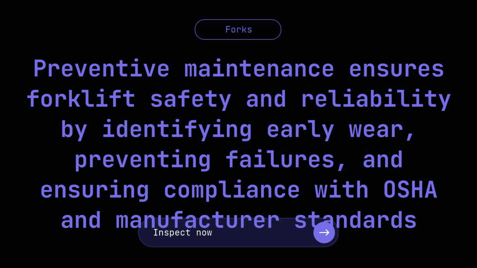Preventive maintenance is crucial for forklift safety and reliability. It helps prevent unexpected failures and downtime. Ensuring compliance with OSHA and manufacturer standards is essential. Early wear and damage identification supports asset management. Comprehensive inspections cover equipment history, power systems, and safety devices.